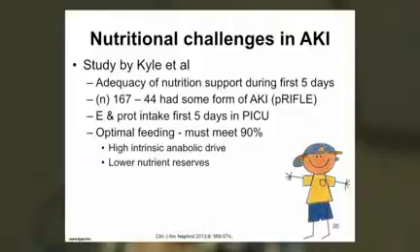In a study by Cahill et al., they looked at the adequacy of nutrition support during the first 5 days in the pediatric ICU. Out of 167 children, 44 had some form of acute kidney injury across the whole spectrum. They looked at the actual energy and protein intake during the first 5 days. They defined optimal feeding as meeting 90% of the prescription, because children have a high intrinsic anabolic drive and no nutrient reserves. But look what they found.